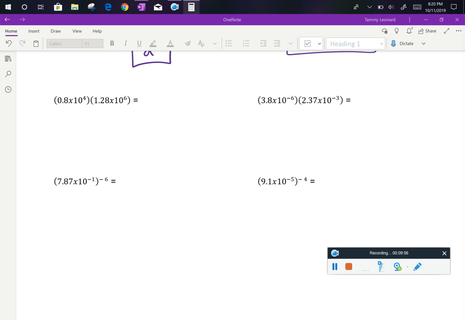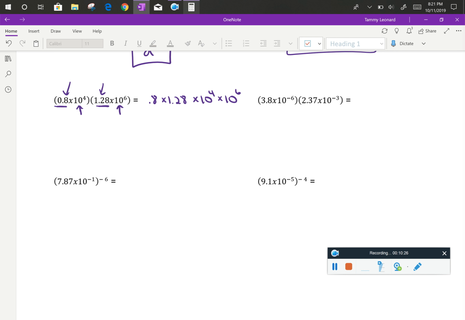If we think of this like variables instead of thinking of it like numbers, I basically have a coefficient and then a base of 10 being raised to some powers. So that gives me the option to multiply the coefficients together, 0.8 times 1.28, and then to multiply by each of these powers of 10. When we reorganize this problem, it starts to become a little bit more obvious what we should do.